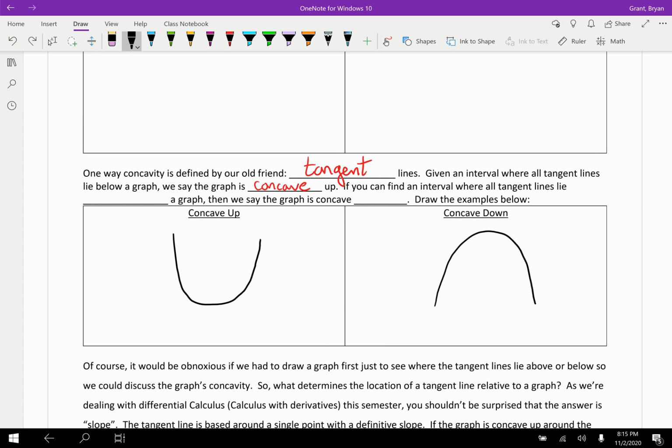It is quite curvy. And so if you, again, think about those tangent lines, and you might want to draw a couple of these on your paper too, you can see that all of the tangent lines on here lie below the graph. However, if you can find an interval where all the tangent lines lie above a graph, then we say that graph is concave down, right? Here is a concave down graph. We can see that visually. And any tangent line you draw is going to be, oh, that was a terrible tangent line, don't judge me too much, is going to be above the graph.